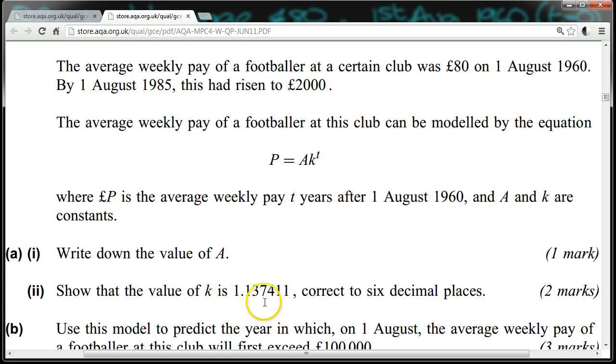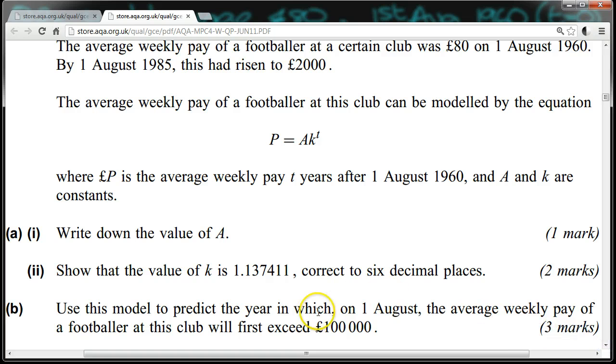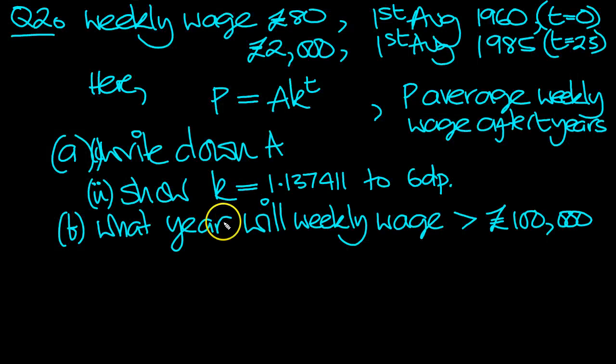Show that the value of K is 1.137411, correct to 6 decimal places. Use this model to predict the year in which, on the 1st of August, the average weekly pay of a footballer at this club will first exceed £100,000. So I've got the summary here of the question. So we need to write down the value of A for part 1.